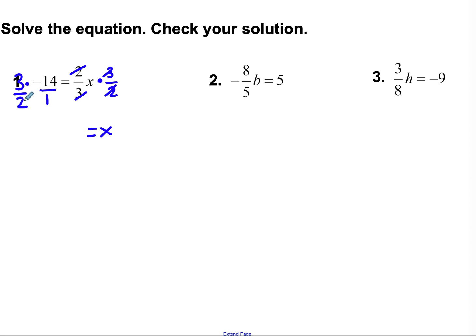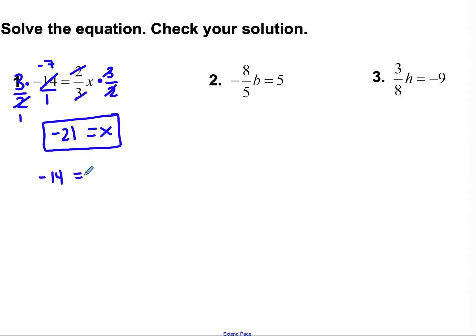I'm going to cross cancel here. 2 divided by 2 is 1, and -14 divided by 2 is -7. 3 times -7 is -21. 1 times 1 is 1. So I have x equals -21. It says to check, so I need to do that. I'm going to put in -21 for my x.